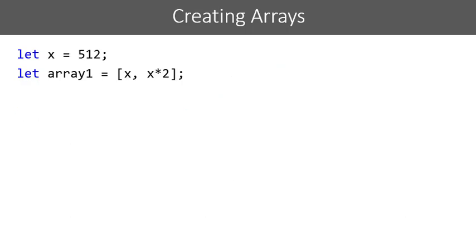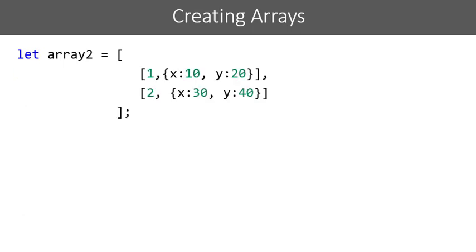Other than constant values, array elements can also be arbitrary expressions containing variables and objects. Here in this example, an array contains other arrays, and those arrays also contain objects in them, so you can create a pretty complex structure.